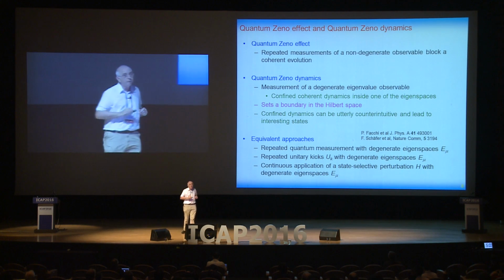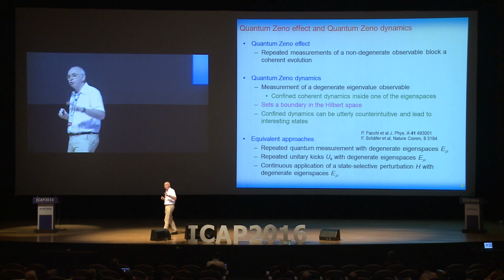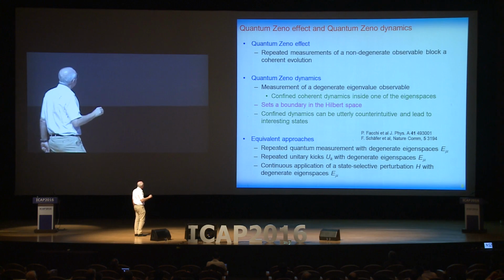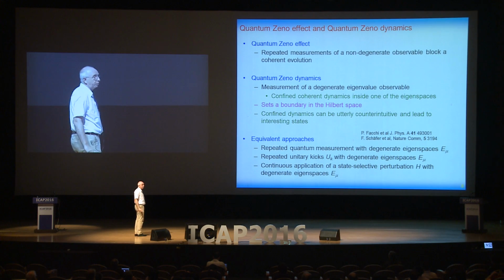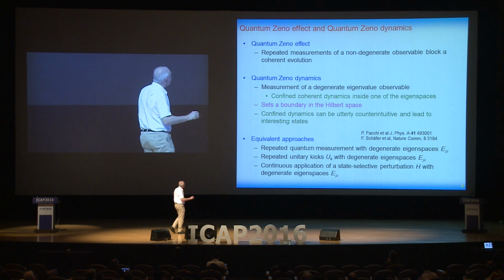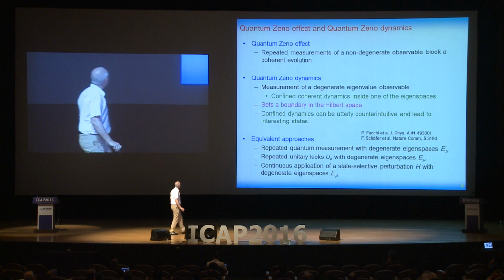I should mention at this stage that there are three mathematically equivalent ways of generating the QZD, at least in the many interrogation limit. You can effectively perform the measurements. You can as well, and this is very much inspired by bang-bang control, perform unitary kicks within the same eigenspace, or you can just continuously apply a state-selective perturbation which generates those unitaries.